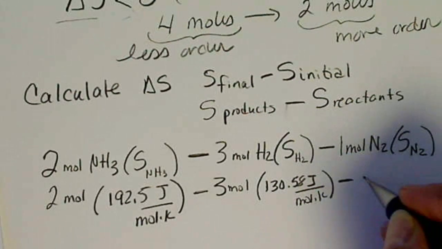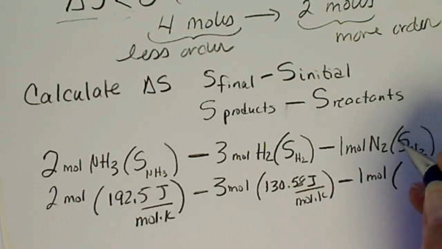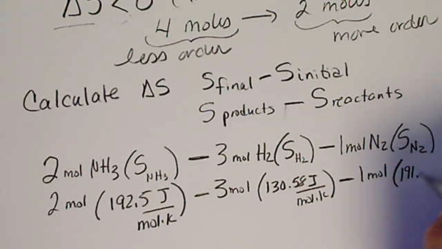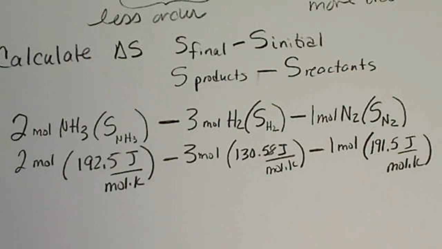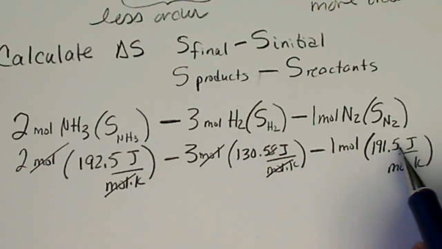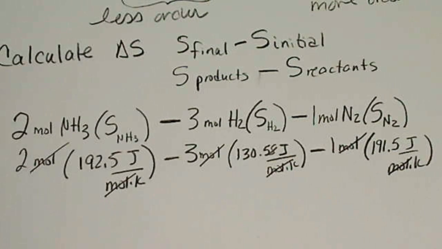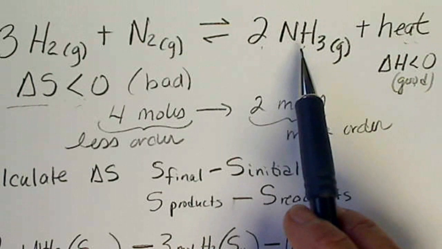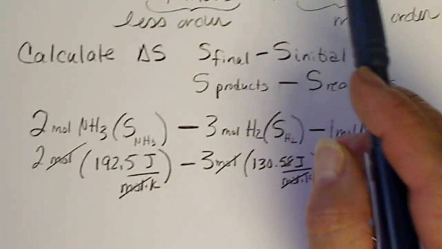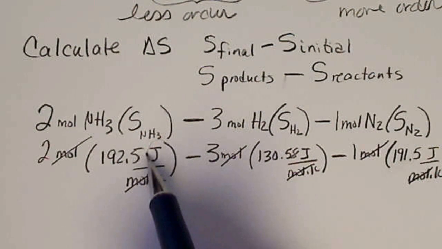And we're going to subtract off the 1 mole, and the entropy value for nitrogen, I had to write on here, is 191.5 joules per mole per degree Kelvin. And I wrote all of these units out so that we could see that the moles are going to cancel. So all we really have to do when we use the thermodynamic data from the back of the book is just look at the formula, make sure it's in the correct state, and then multiply by the number of moles. So the unit for entropy is always going to be a joule per Kelvin.